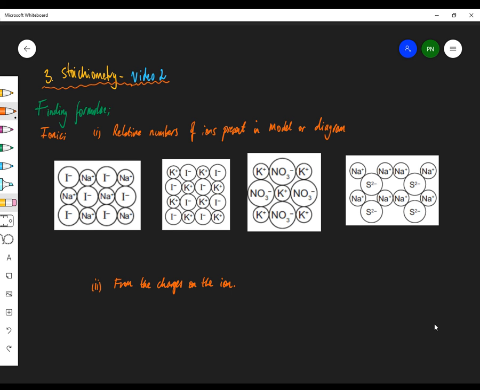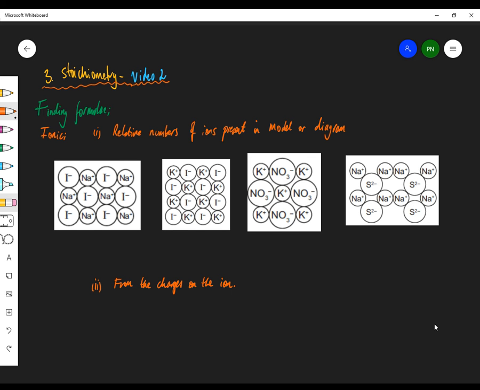Number one, by looking at models or diagrams and looking at the relative numbers of the ions in those diagrams. And the second way is by the charge on the ion. So I've got some examples here of the first one. What are the formula of these compounds? And these are the diagrams.